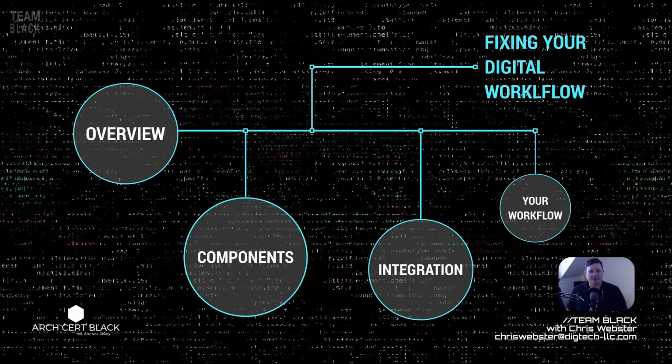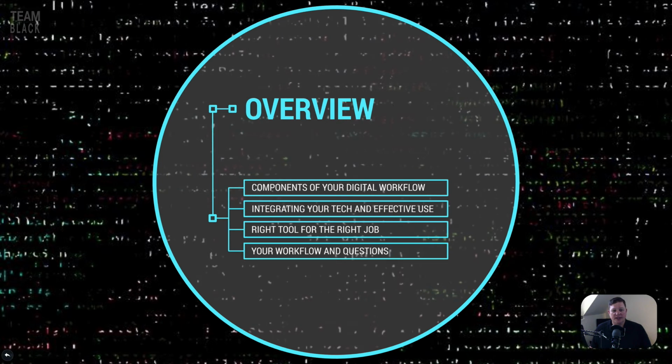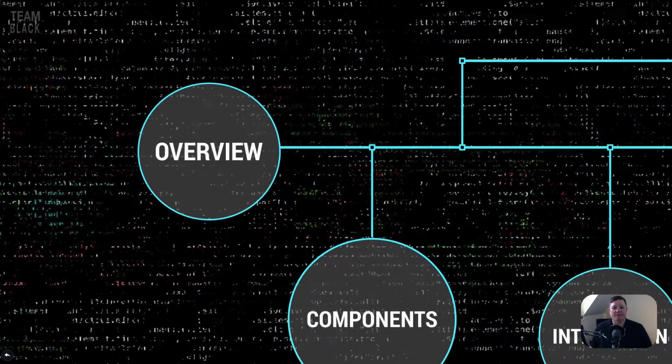All right. So on this one, you can see all the little things we're going to do here. We'll have an overview. We'll talk about the components of your digital workflow and how all that integrates, and then time for you to send me questions when you can. All right. So again, we're going to go over the components of your digital workflow, and obviously this is a one-way conversation. So we'll have average components of people's digital workflow with some extra stuff thrown in just in case, integrating your technology and effective use of it, using the right tool for the right job, and then, of course, your workflow.